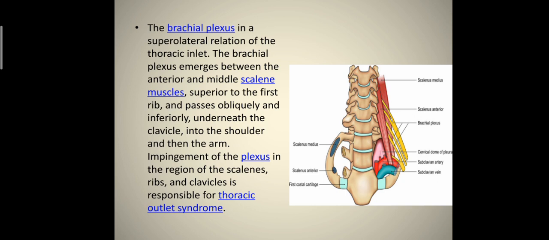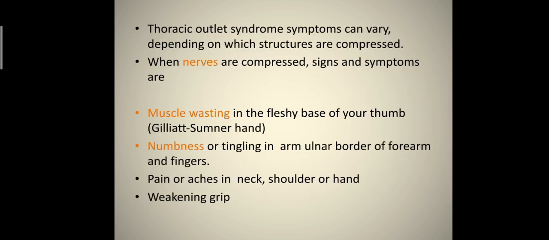So here the brachial plexus and subclavian artery, if there is a cervical rib present, there will be compression of these structures. Signs and symptoms: if compressed, there will be muscle wasting, mainly of the intrinsic muscles of the hand because of the involvement of the T1 fibers, and numbness in the arm, ulnar border of the forearm and fingers.